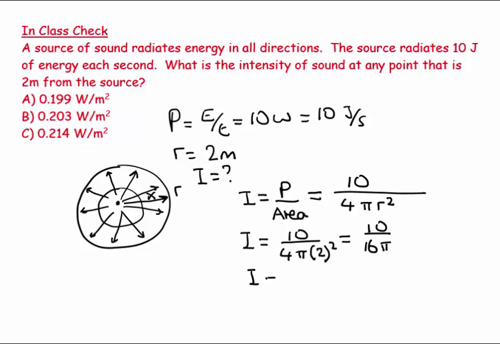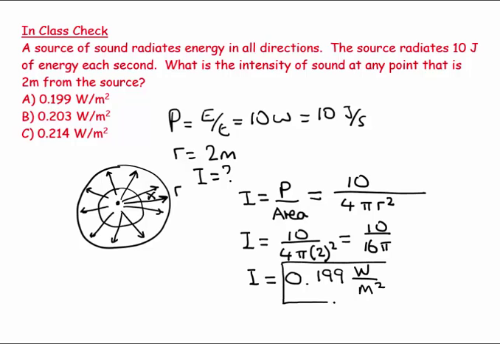So my intensity is equal to, if I just bung this into my calculator, I'm going to get 0.199. And the intensity, if you look at the expression, is going to be watts per square meter. So there we have it.